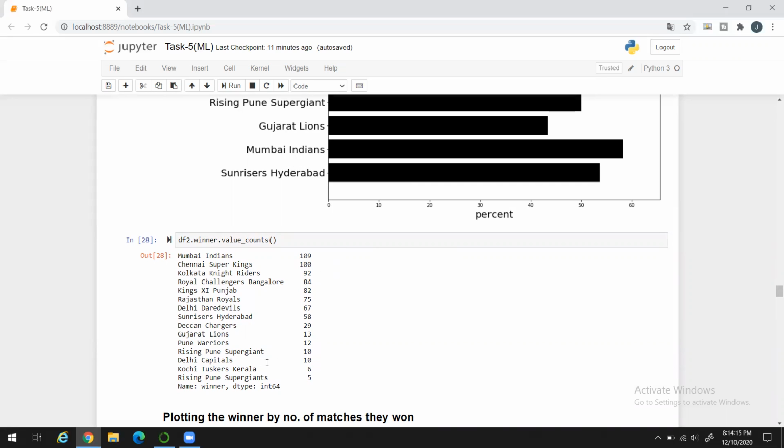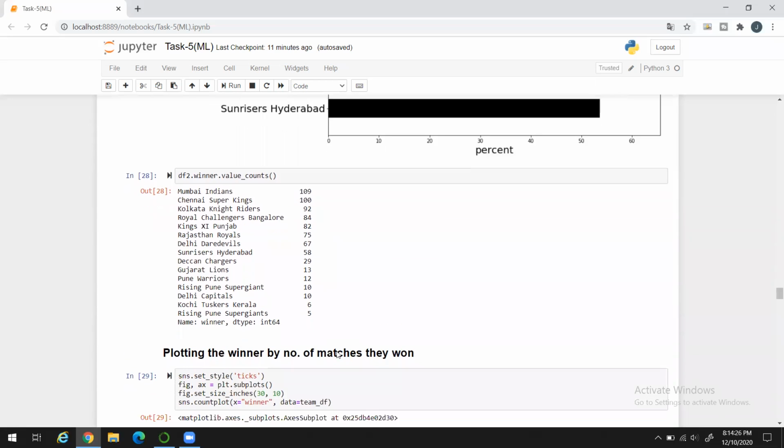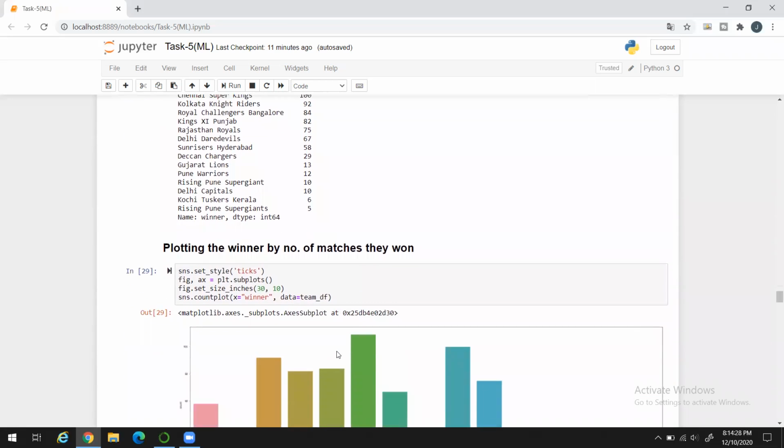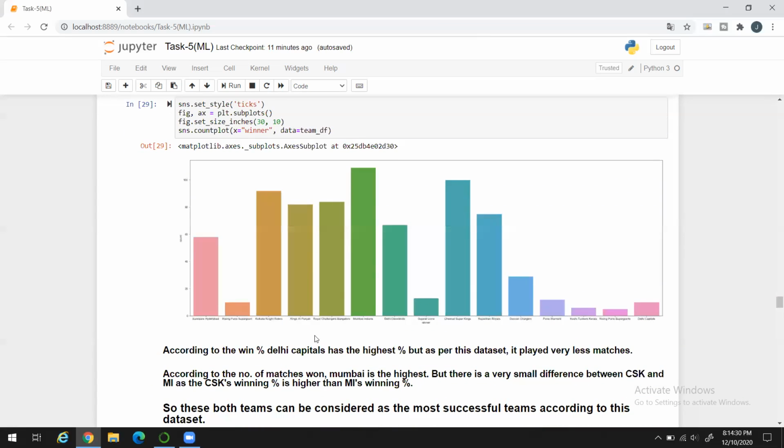But if you observe, Delhi Capitals has won only 10 matches. That is, it has played far fewer matches compared with all the other teams. So it can't be given as the best team. This graph says the same thing: Mumbai Indians, and then immediately CSK, that is Chennai Super Kings.